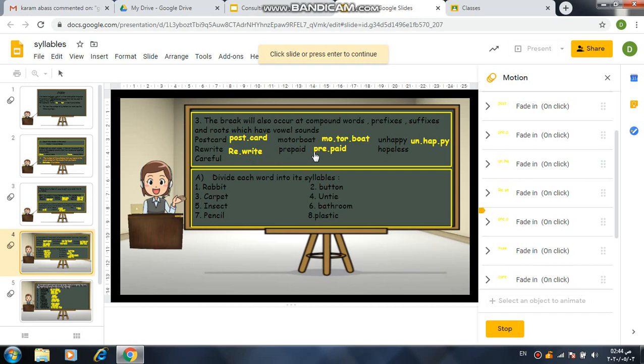Prepaid. Two syllables. Hopeless. Less is considered a suffix. Suffixes are considered one syllable, and we subtract E because it comes at the end of the word hope. So hope-less. Careful. Also careful. Full is a suffix. And care ends with E. So we subtract it, as it isn't there. Care, it will become care-ful.